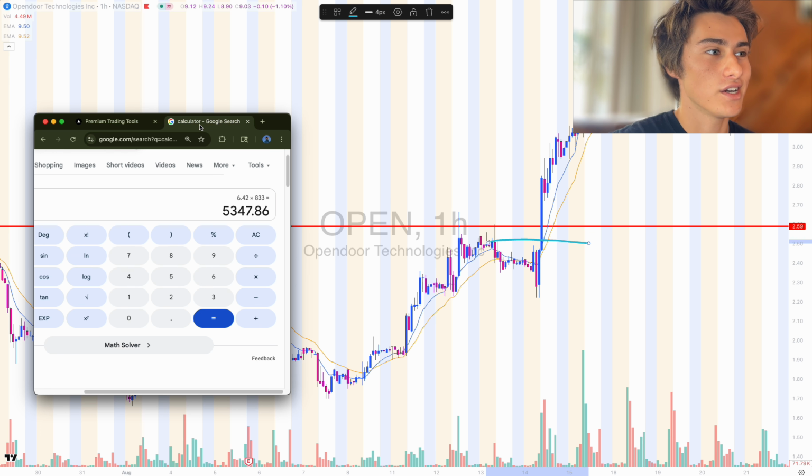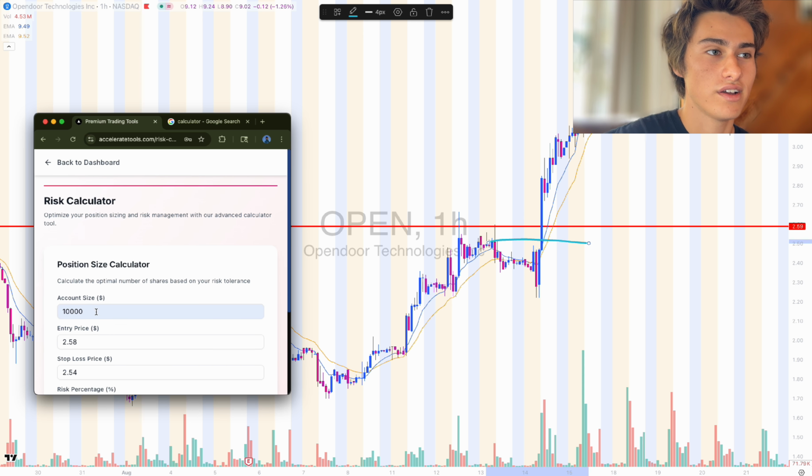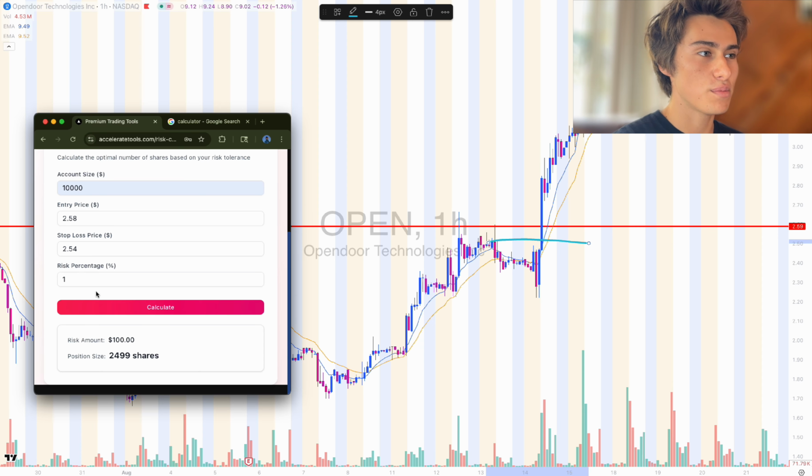Now let's see what that does to the calculation. We take $6.42 per share, which is how much we profited per share, at least if you're in right now. So $6.42 times 2,499 shares. That is a $16,000 profit. So it's 160% return on one trade on a $10,000 account. That right there is the power of position sizing. And do you know what it cost you? It cost you $100 of risk. If you get stopped out in this trade, you're losing $100. So basically you turn a risk of $100 into $16,000.